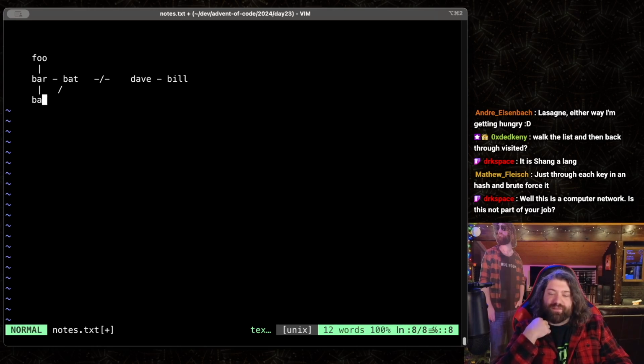This is a computer network. Is this not part of your job? Yeah. Stay away from the networking stuff. I'm scared of it. Nah. Just throw each key in a hash and brute force and listen, man. It could be done. It could be done. And if I used Rust, we'd have a better shot at it.